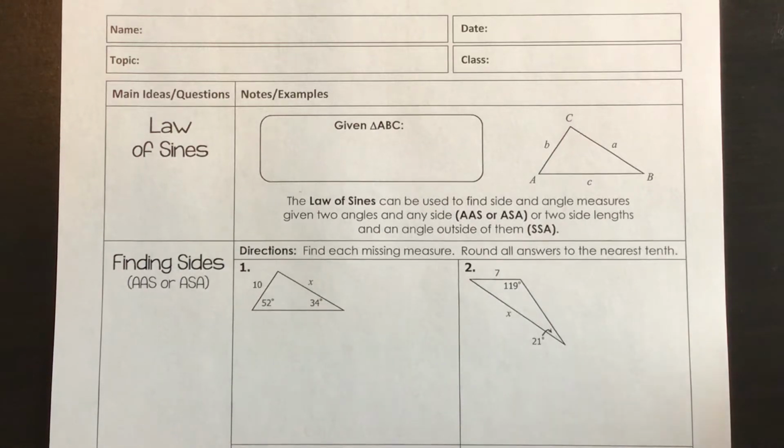Okay, this is Unit 12, Lesson 5. We're going to work on something called the law of sines. And then there's something I need to mention at the beginning of these notes that is very important. And this carries on for the next 3 or 4 lessons.